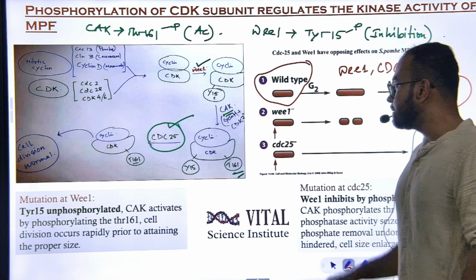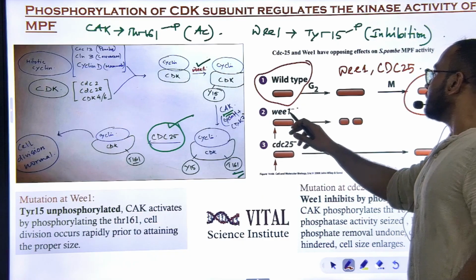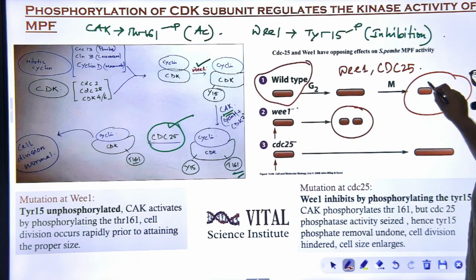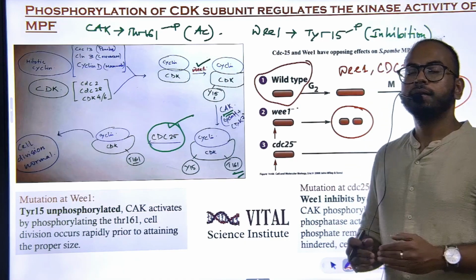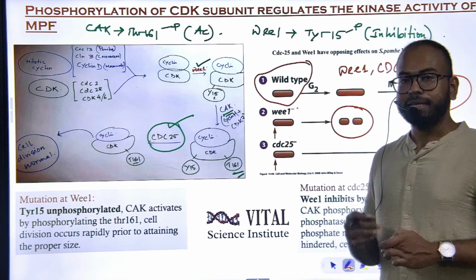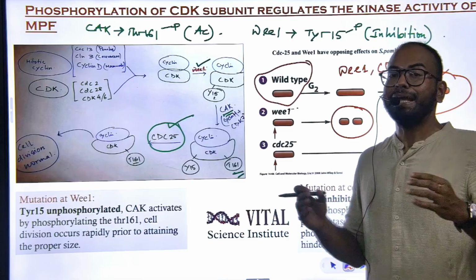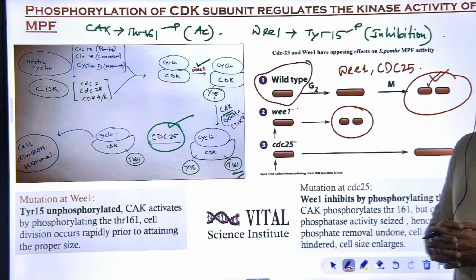The problem lies with V1 mutant. As you can see, V1 mutant will generate cells which are smaller in size compared to wild type. Why? Because V1 rather hinders the cell so that the cell can prepare itself or enlarge to its proper size and hence can undergo division.